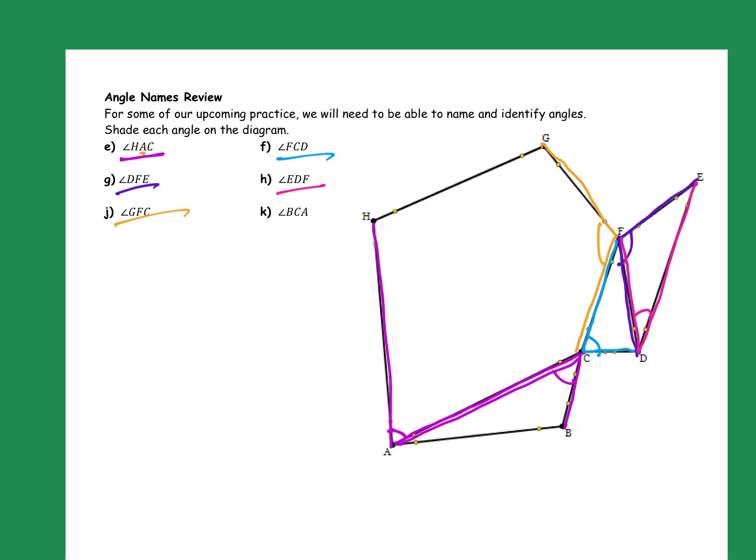So you have a few problems on Delta Math where you have to identify angles like this also. I don't know what you have to do to find them on Delta Math, but you do have to find it like that. And that's your assignment today.